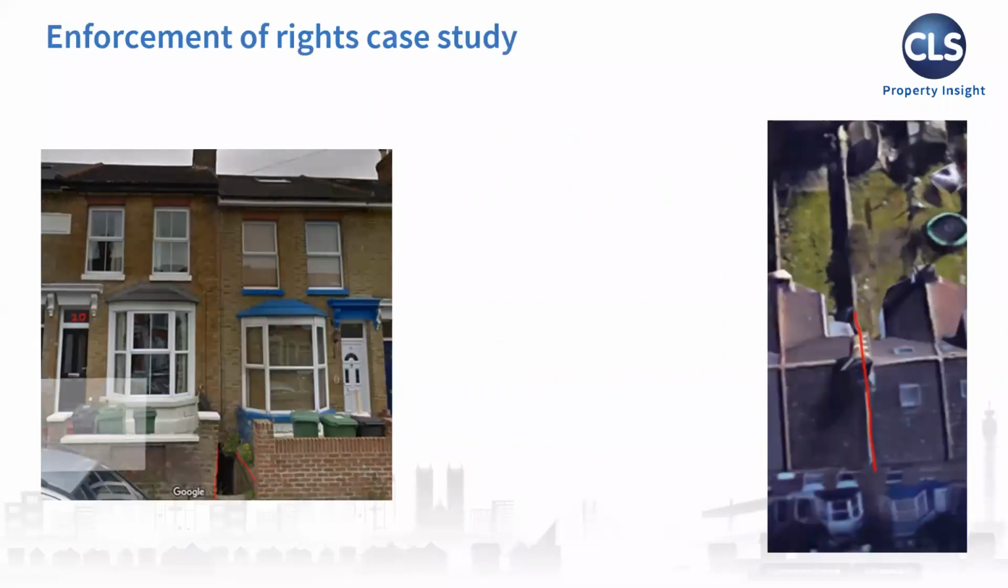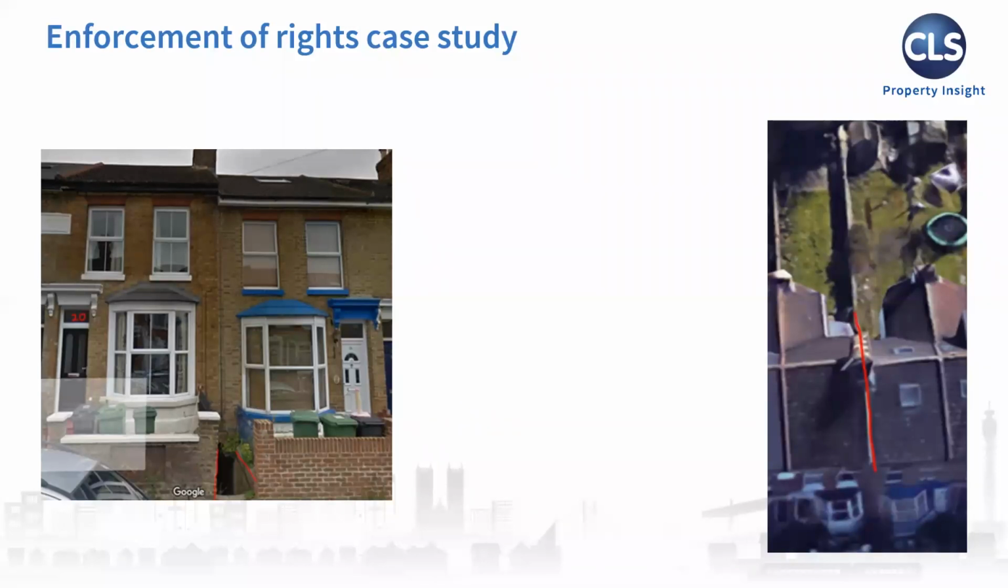We'll just close the webinar with one final case study relating to enforcement of rights and an easement. In this example, the property number 20, we can see on the left-hand side there, has a coal tunnel that runs between it and number 18. If you look at the bottom of the photo, where you have the gap in the two property walls, you have this coal tunnel that runs underneath the two terraces, and then you can see it exits into the back gardens of the two properties.